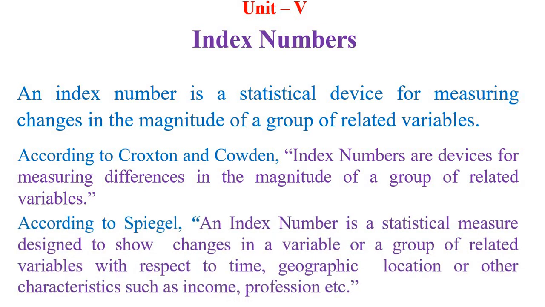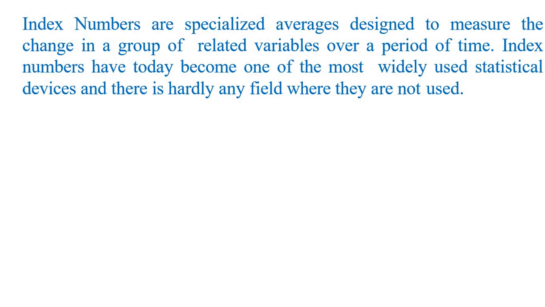According to Spiegel, an index number is a statistical measure designed to show changes in a variable, or group of related variables, with respect to time, geographic location or other characteristics. This is another way it is defined, but we need to remember: a statistical device for measuring changes in the magnitude of a group of related variables. It's called an index number. This is what we need to remember.